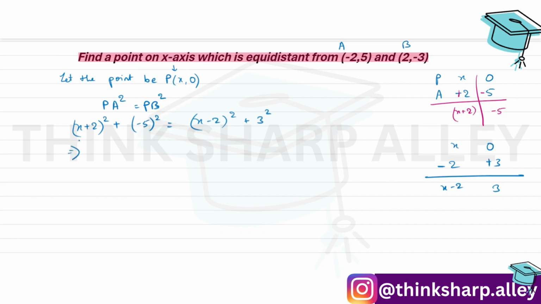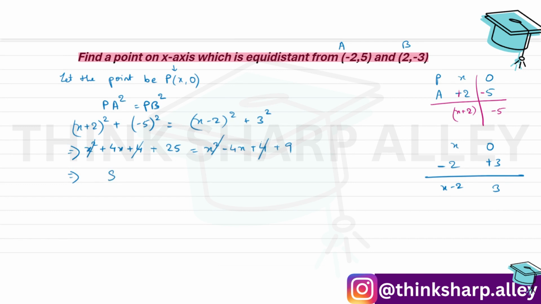Expand it using identities. So we have x minus 2 whole square. We'll use a minus b whole square equal to a square minus 2ab plus b square. So, and 3 square is 9. Please note x square and x square gets cancelled from both sides. Plus 4 and plus 4 also gets cancelled.